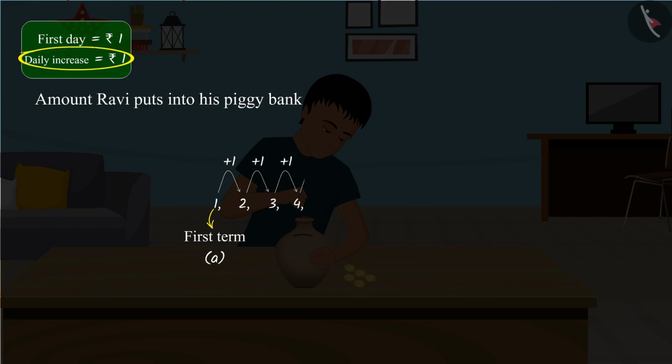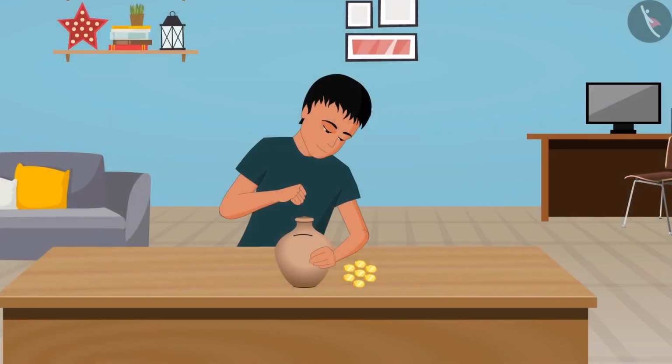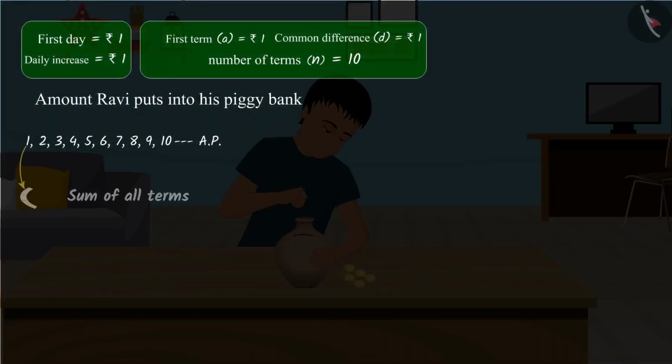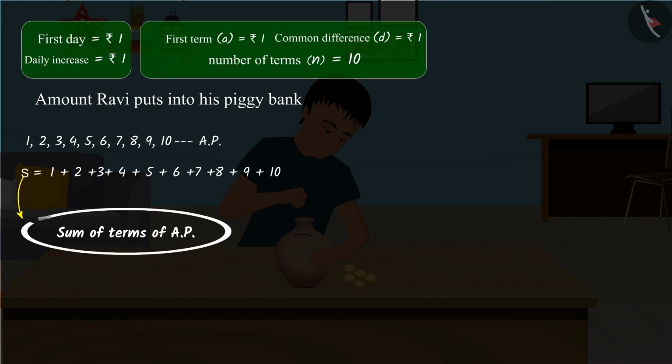Going forward in the same manner, we will get an arithmetic progression, which represents the money Ravi puts into his piggy bank every day. Now we have to find out how much money Ravi puts into the piggy bank in 10 days, for which we have to calculate the sum of all the terms of this arithmetic progression. We represent it by S, and it displays the sum of the first n terms of an arithmetic progression.